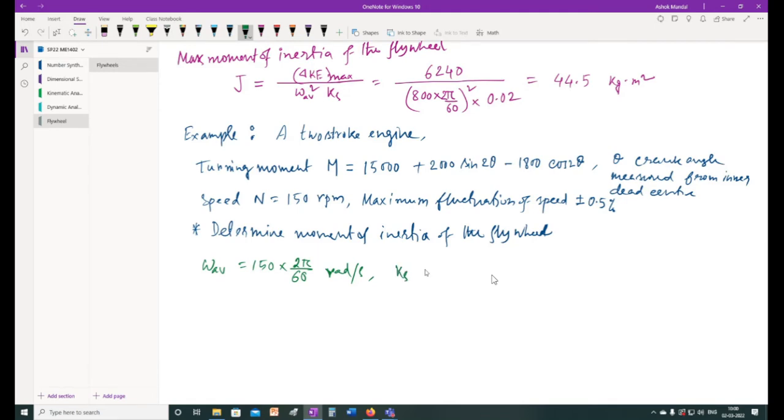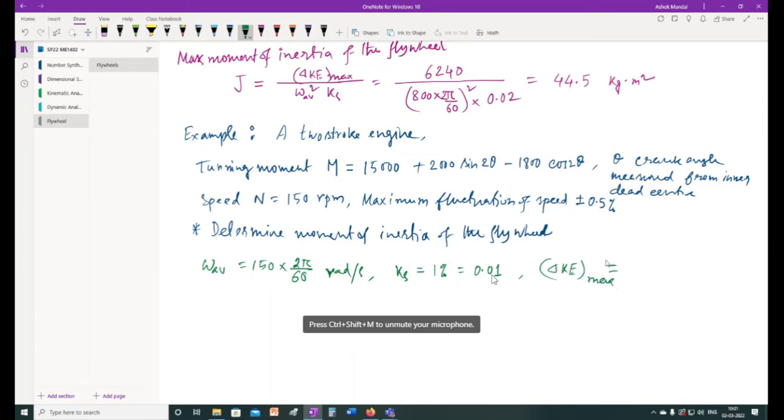Ks, the coefficient of fluctuation of speed. What is this from here? This is 1%. Not 1; 1% means 0.01. Okay? This is given. Now we have to find out what is the maximum fluctuation of kinetic energy.